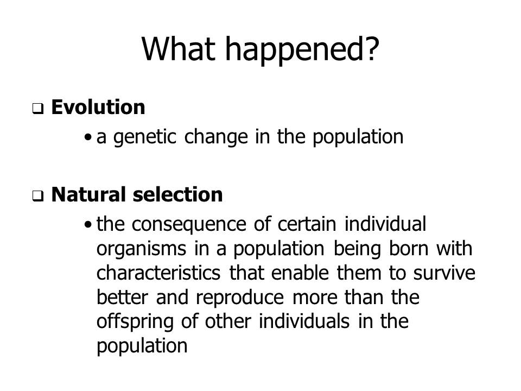This evolution example is the result of natural selection. So we'll discuss natural selection in more detail later, but the consequence of certain individual organisms in a population being born with characteristics that enable them to survive better and reproduce more than the offspring of other individuals in the population. That would be natural selection.